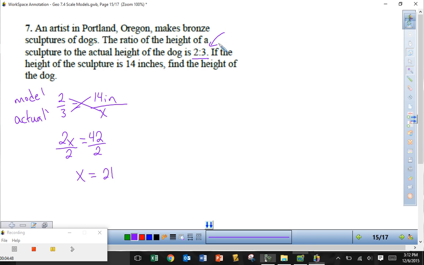Now in this case, it didn't really tell us up here, this 2 to 3, if we were comparing inches to inches or feet to feet, because remember, scale factors, they don't have to be compared to the same thing. But if we've got an actual height of 21, what do you think that's measured in when we're talking about the heights of a dog? Would it make sense for that to be inches, or would it make sense for that to be feet? Okay, and in this case, obviously, we're not going to have a dog that's 21 feet high. So this one, it would make more sense for that to be measured in inches as well.